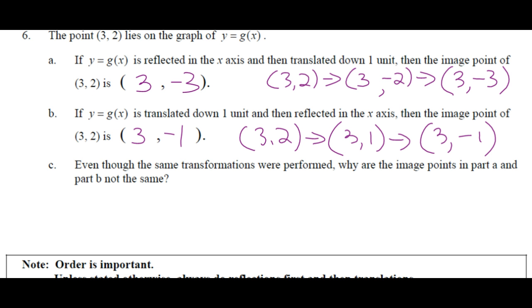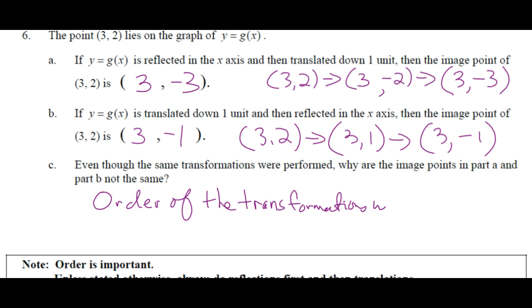All right, same transformations were performed, but the image points are not the same, right? It's either (3, -3) or (3, -1). Well, in one case it's (3, -3), and in the other case it's (3, -1). So what can we say about this? Why are the image points not the same? Yeah, so in one we reflected and then we translated, in the other we translated and then reflected. So the order of the transformations was different.